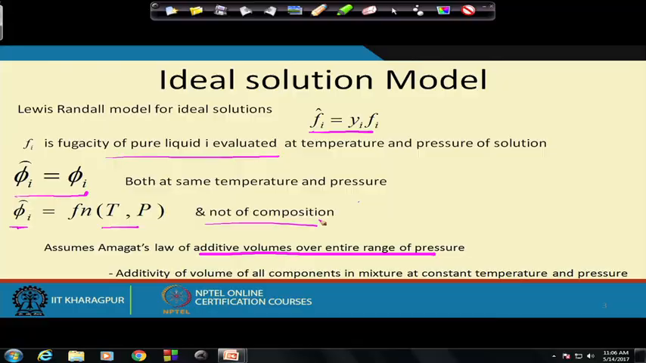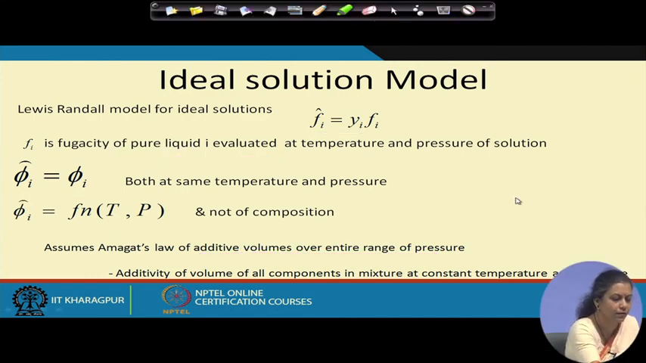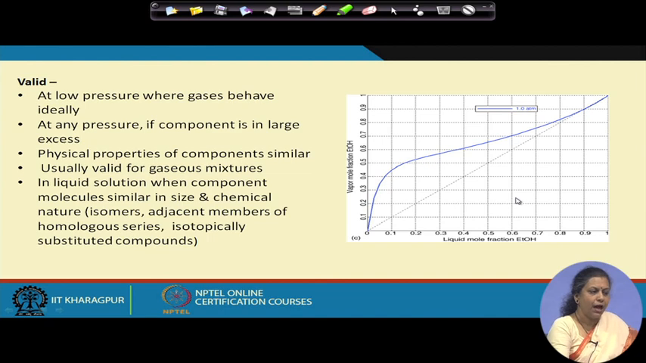For example, suppose I have a binary mixture. Most of my discussions will be in terms of binary mixtures, just because it is easier to conceive. So, for a binary mixture, there are two components, component A and component B. The Lewis-Randall model will be applicable when the interaction between AA molecules, the interaction between BB molecules and the interaction between AB molecules are similar in nature, right. So, when does this happen? This can happen under what conditions?